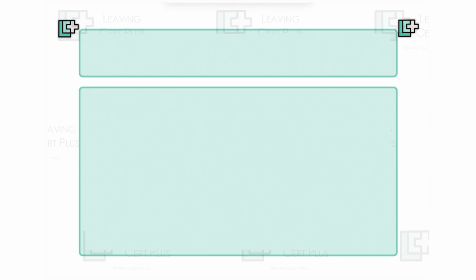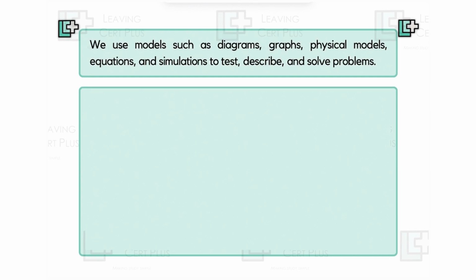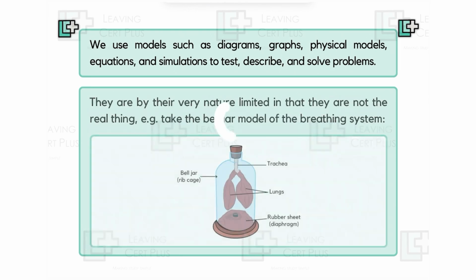So when we look at some of these models, we can use things like diagrams, graphs, physical models, equations, and simulations to test, describe, and solve problems. And a nice simple example here would be the bell jar with the balloons inside that represents the breathing system. So what you'll see here is we have the trachea coming down into the two lungs, which are the balloons. The bell jar acts as the rib cage, and then the rubber sheet down here acts as the diaphragm. And this is really useful because while it's not perfect, it allows us to represent some of the important aspects of the lungs.